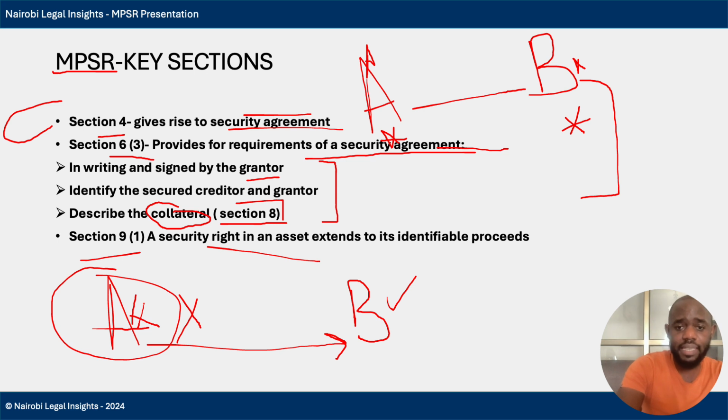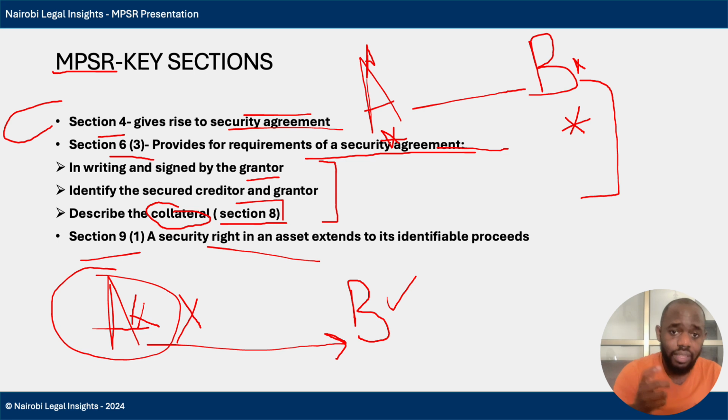Once person B has signed the security agreement with person A, and person B has advanced a loan to person A, and this person B has a security right within this movable property of person A, and there are some identifiable proceeds, in the event of a default, this person will be coming after this movable asset plus its identifiable proceeds, which could be money in a bank. So these are important sections.